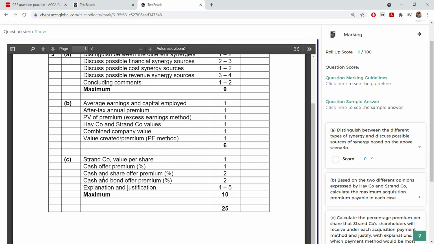Coming to part C, which is for 10 marks. 1 mark for Strength value per share. Cash offer premium only 1. Cash and share 2. Cash and bond 2. And explanation and justification carries 4 to 5 marks. So you should be able to explain and justify more, in fact. More than the calculation also, it carries more marks.